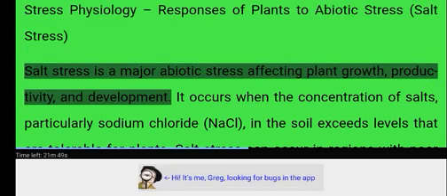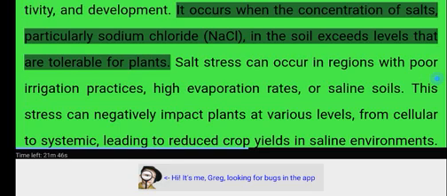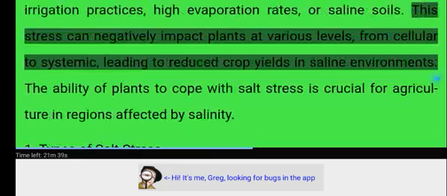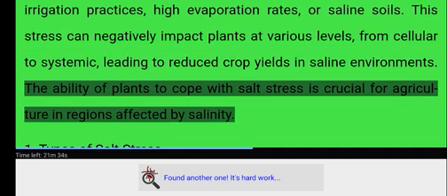Salt stress is a major abiotic stress affecting plant growth, productivity, and development. It occurs when the concentration of salts, particularly sodium chloride, NaCl, in the soil exceeds levels that are tolerable for plants. Salt stress can occur in regions with poor irrigation practices, high evaporation rates, or saline soils. This stress can negatively impact plants at various levels, from cellular to systemic, leading to reduced crop yields in saline environments. The ability of plants to cope with salt stress is crucial for agriculture in regions affected by salinity.